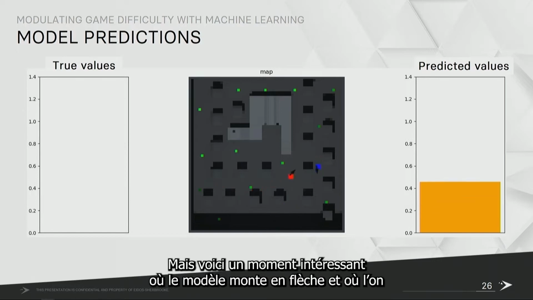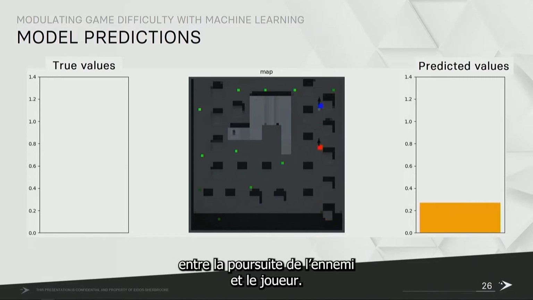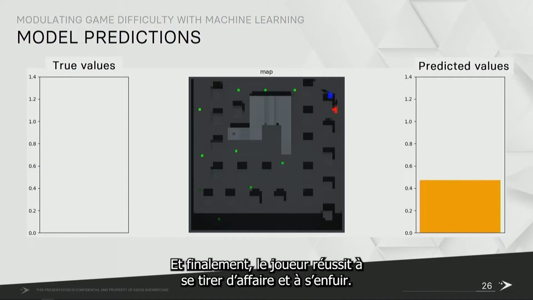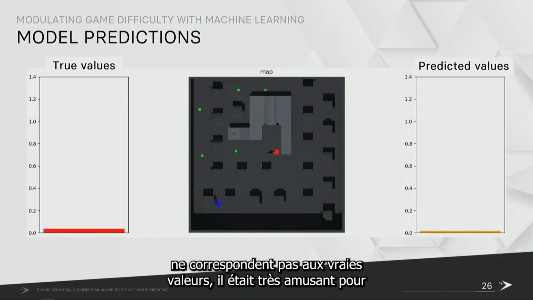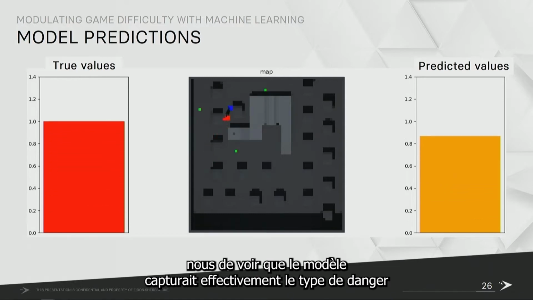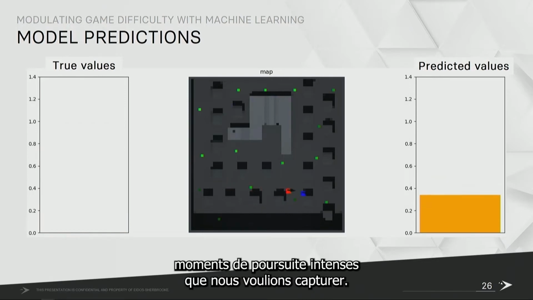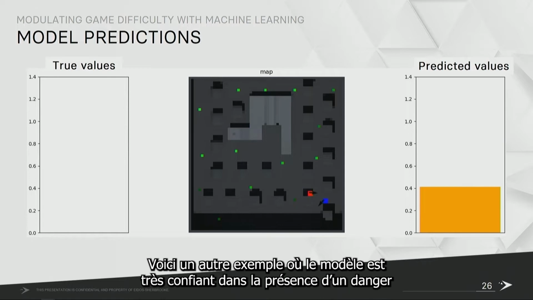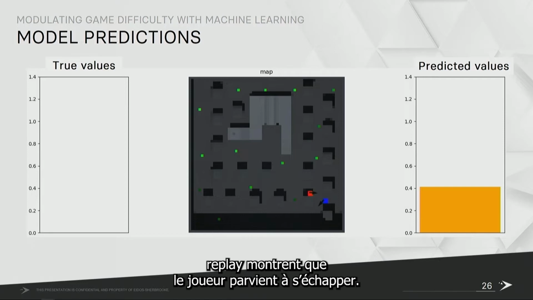But here's an interesting moment where the model really spikes up and you can see that there was indeed a very tense situation between chase of the enemy and the player. And eventually the player manages to get out of trouble and get away. This is the kind of situation where even though the predictions don't match the true values, it was very fun for us to see that the model was indeed capturing the kind of danger and intense chase moments that we were wanting to capture. Here's again another example of the model being very confident that there is danger nearby, but the actual data of the replay shows that the player manages to escape.